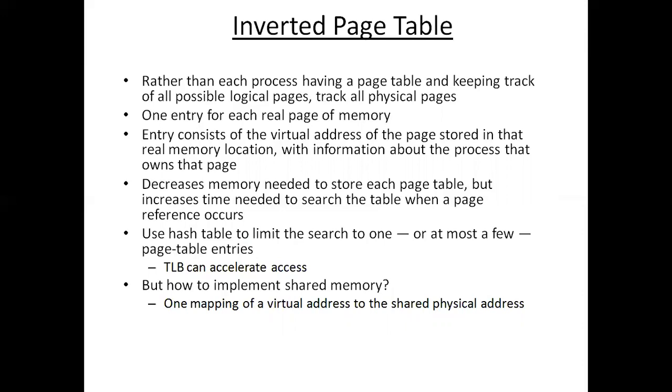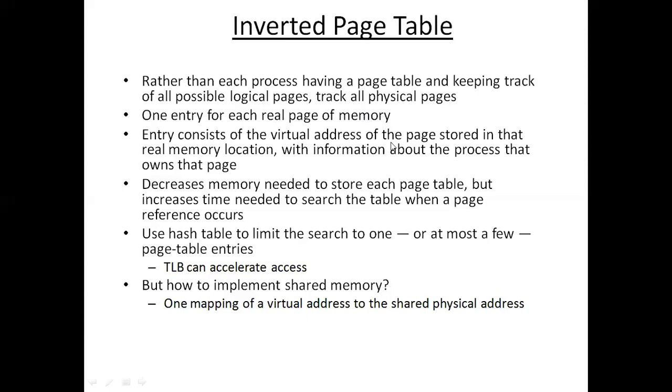It means if there are 10 pages for process 1, out of the 10 pages, if only 5 pages are there in the physical memory and the remaining 5 pages are there in the disk, why do I have to keep the entry of the entire pages of that particular process? I track only the physical pages which are present in the physical memory. So, one entry for each real page of memory.